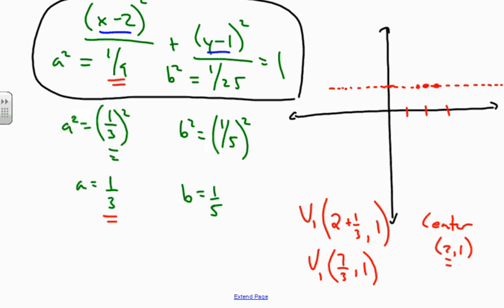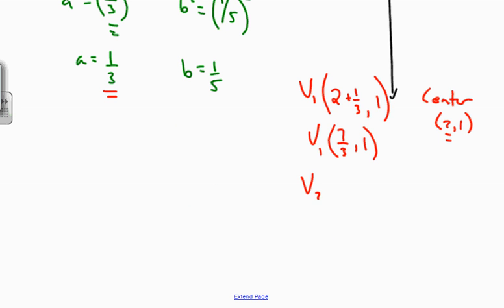And we also have to go to the other side, so we're going to go 1/3 to the left, so we're going to subtract that from our value. So V2, vertex 2 is going to be 2 minus 1/3, 1. Okay, so V2 is going to be 5/3, 1. Just add those fractions. So, we have our two vertices.